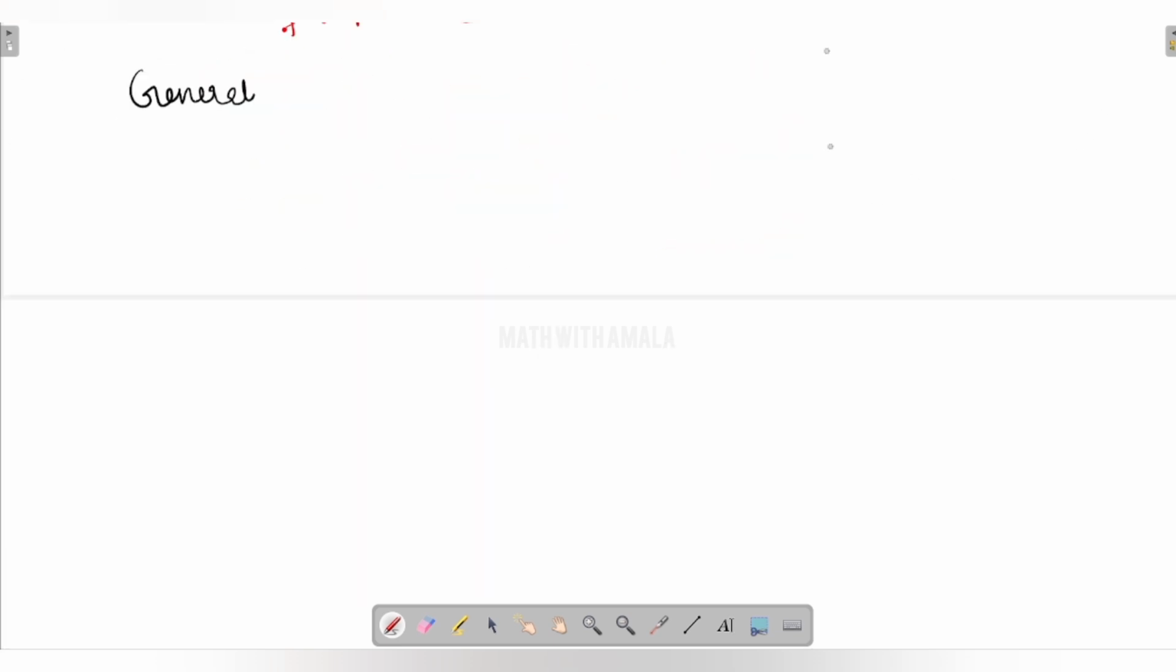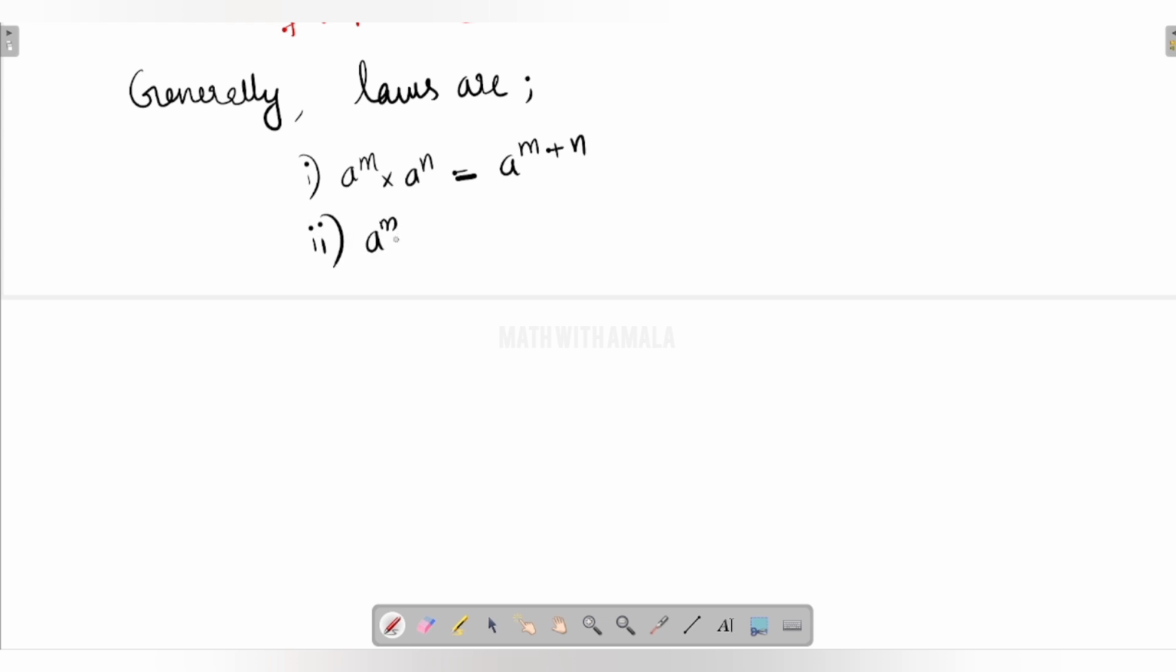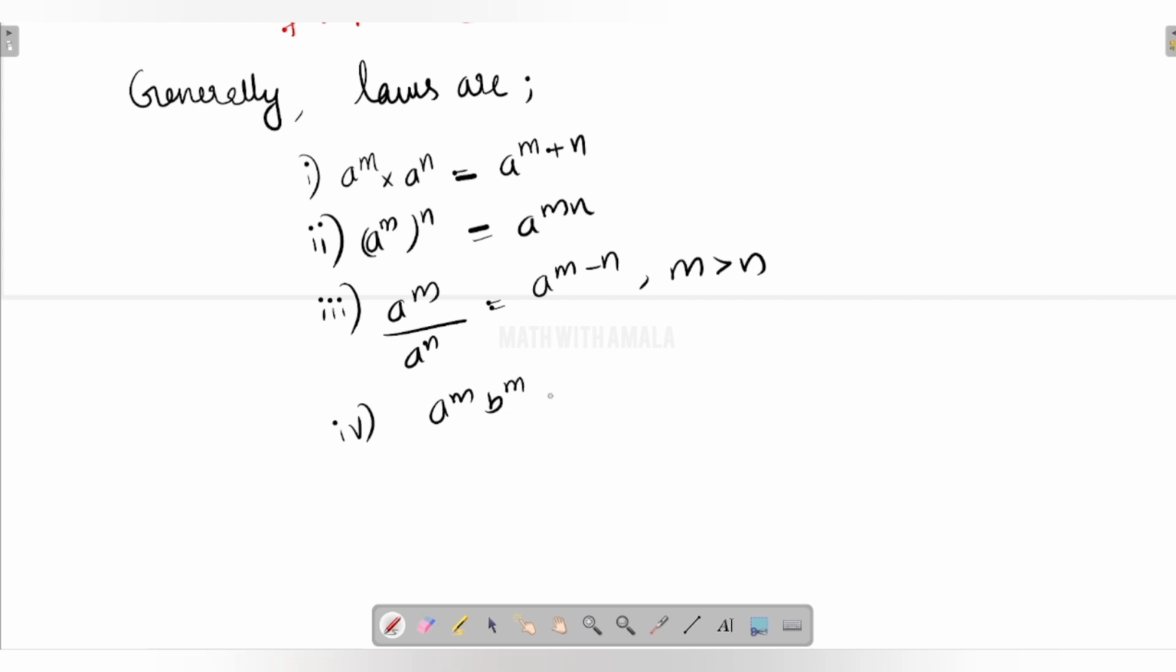Let's represent all these laws in the general format. So what are the laws? The first one, a raised to m into a raised to n, is equal to a raised to m plus n. Then the second one, (a raised to m) whole raised to n, is equal to a raised to m into n, a raised to mn. Third one, a raised to m divided by a raised to n is equal to a raised to m minus n. And there is a condition: m must be greater than n, otherwise a negative will come and it will move to the reciprocal format. Next, a raised to m into b raised to m is equal to (ab) whole raised to m. There is only a difference in the ab, and m is common.